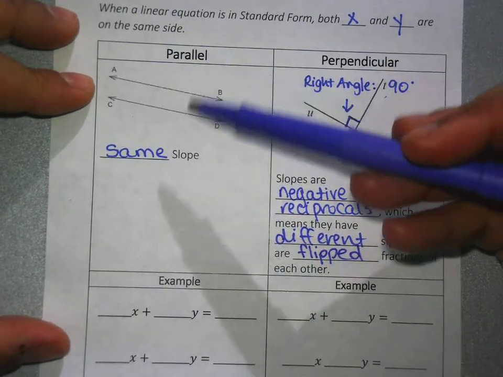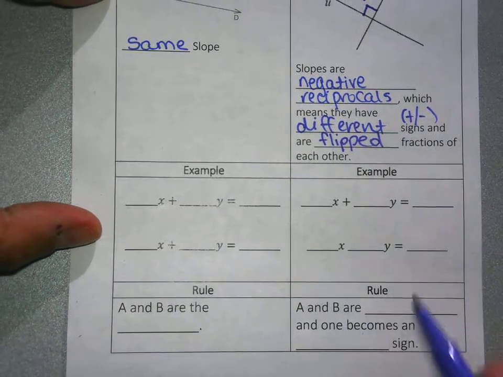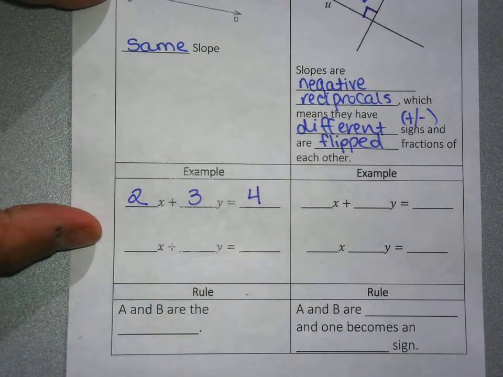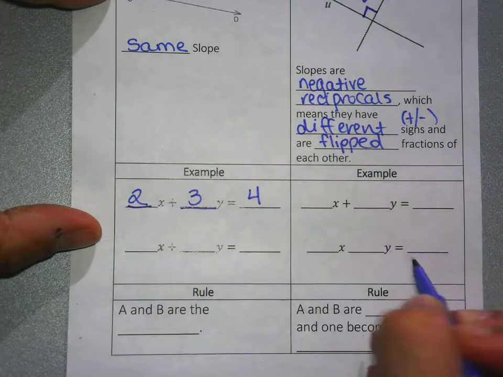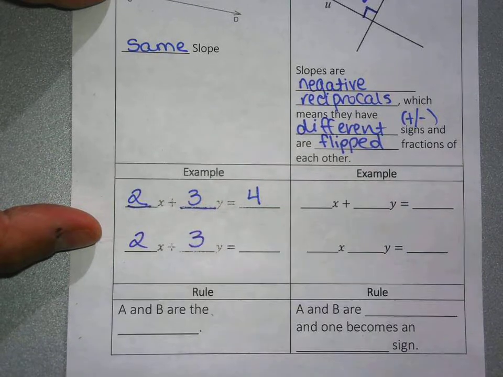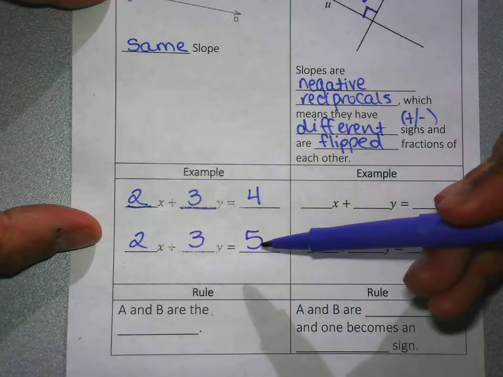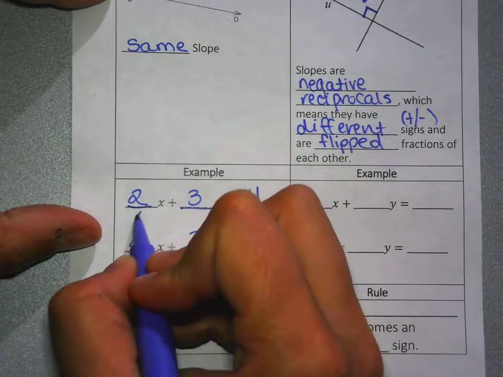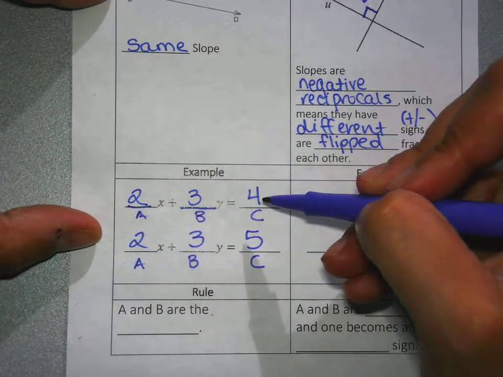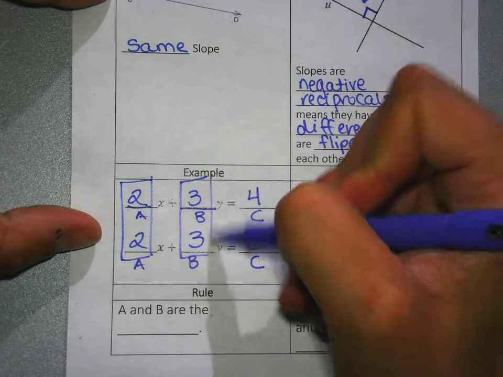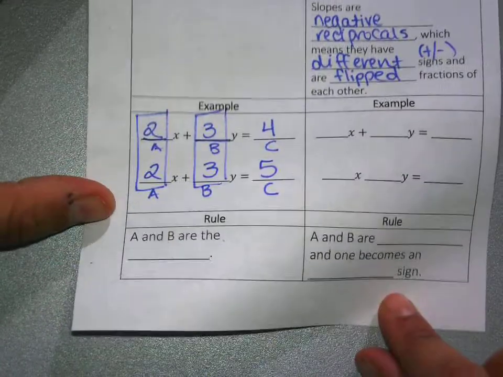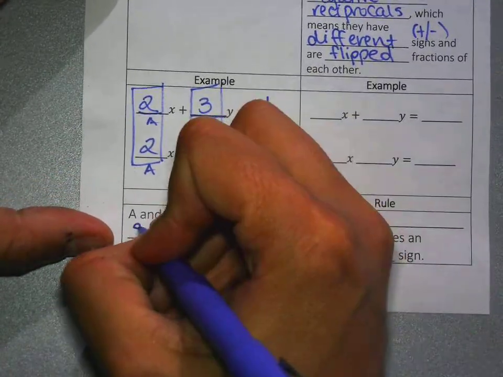So now we're going to go back to parallel lines. If an equation is in standard form, let's say x plus 3y equals 4, a parallel equation would keep the same numbers in front of x and y and have a different total or C value. So A and B are going to stay the same, and C is going to be the thing that changes. So again, these stay the same and C changes. So the rule that we can remember for parallel lines: A and B are the same.